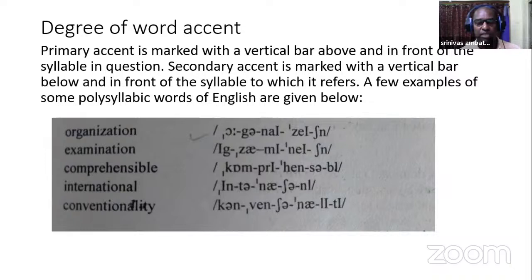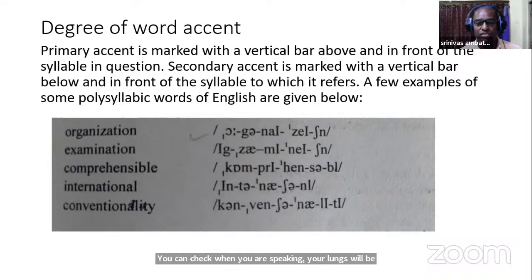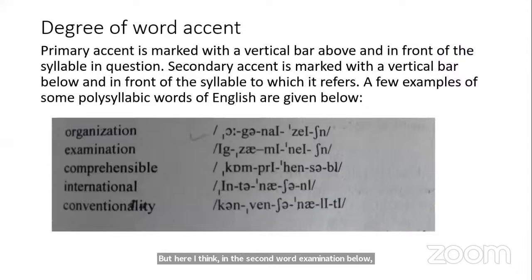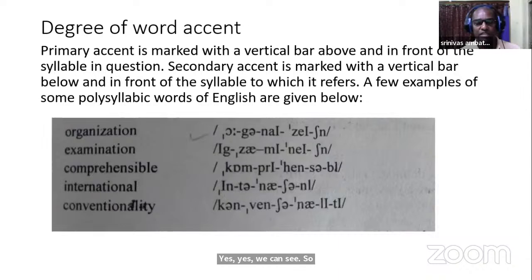Are you getting me? So wherever there is a primary stress, you call it the primary accent, which is a vertical bar. And secondary accent is marked with a vertical bar below. But here, in the second word, examination, below, can you see this mark? This is secondary accent. Just remember, primary accent means on the top of the word, and the secondary accent means below the word, wherever the sound has.